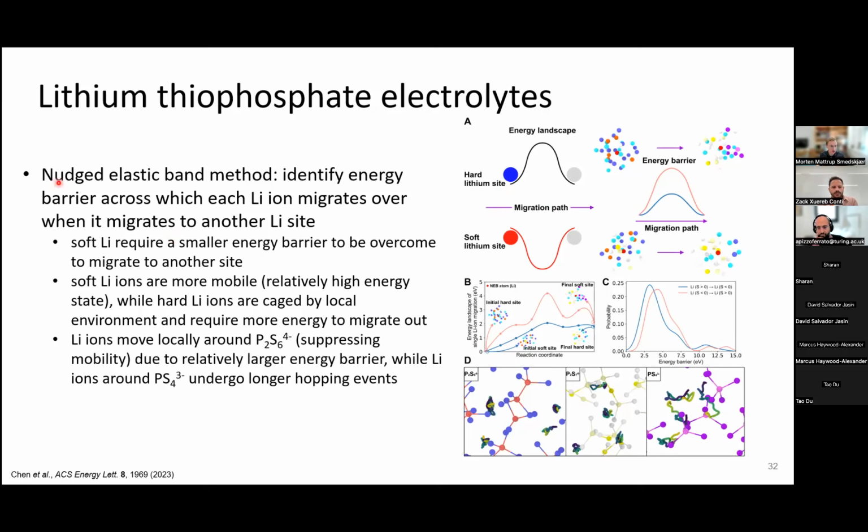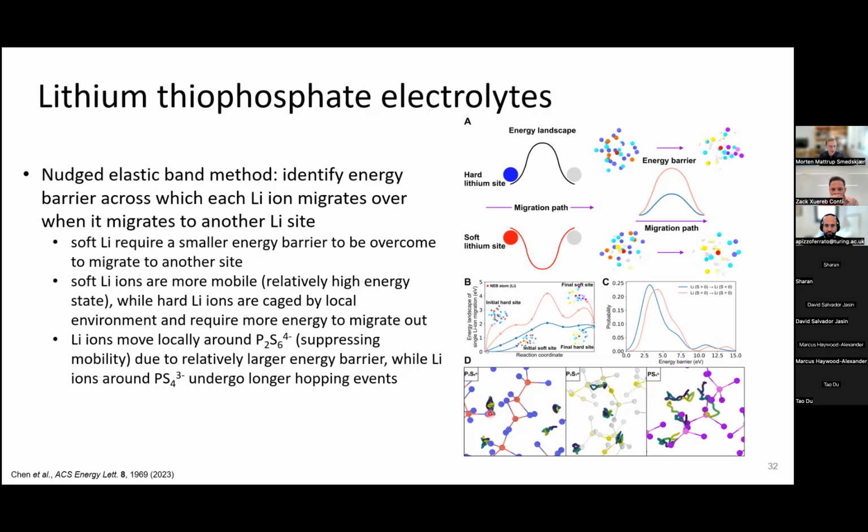So this is done using the so-called nudged elastic band method, where we look at a central lithium ion, then you remove those around it, and you look at the migration, the energy barrier of migration. You can see that when we start from a soft side and go to a hard side, we have a smaller barrier compared to when we start from a hard side and go to a soft side.